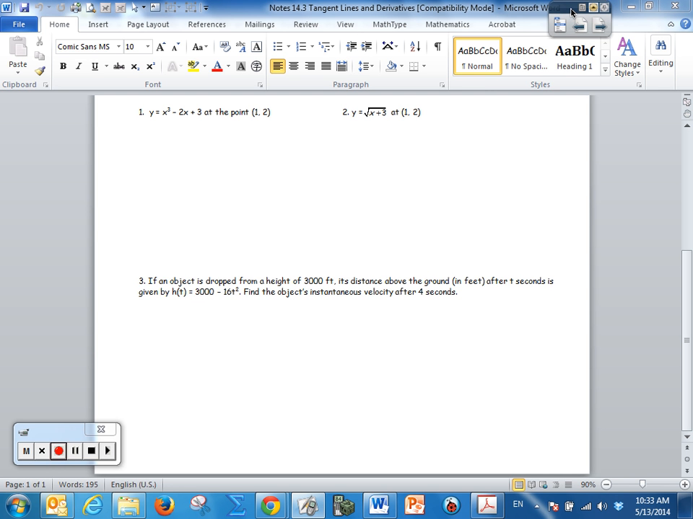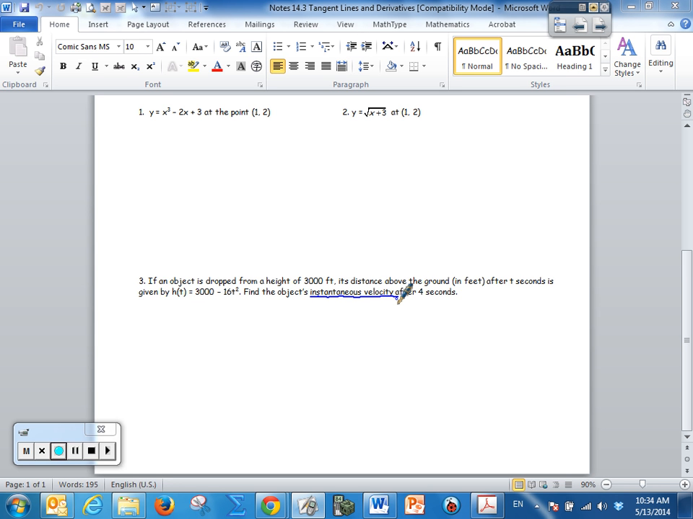Our last problem tells us that we have an object dropped from a height of 3,000 feet. Its distance above the ground in feet after t seconds is given by h of t equals 3,000 minus 16t squared. Find the object's instantaneous velocity after 4 seconds. Well, the first thing we've got to figure out is what in the world are they asking us for? We need to know what they're asking us. Instantaneous velocity. We just talked about that just a few minutes ago.